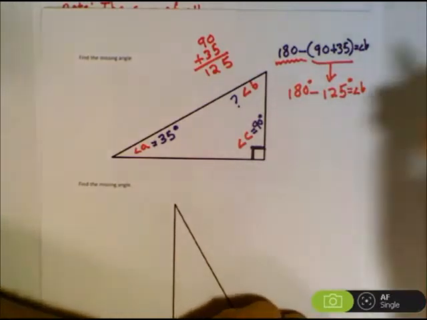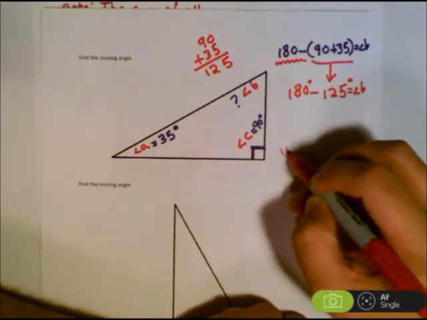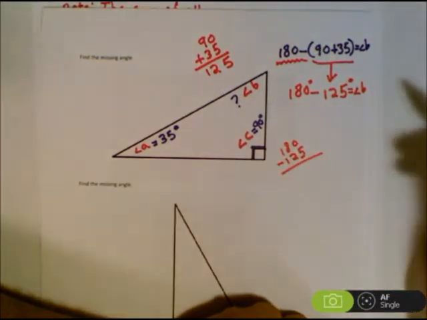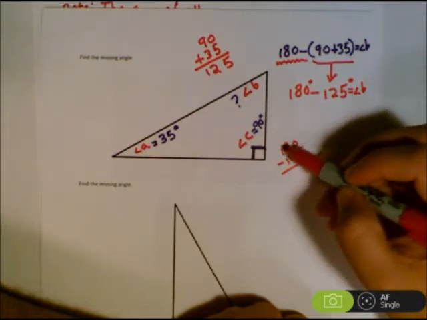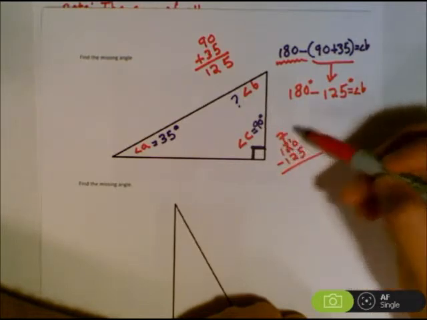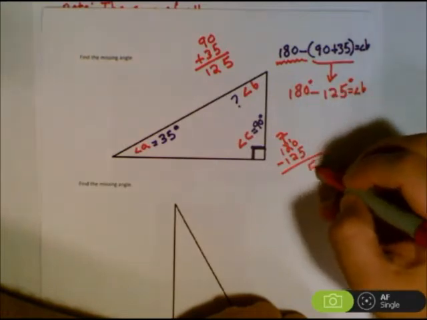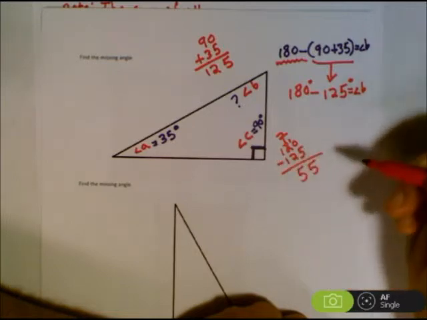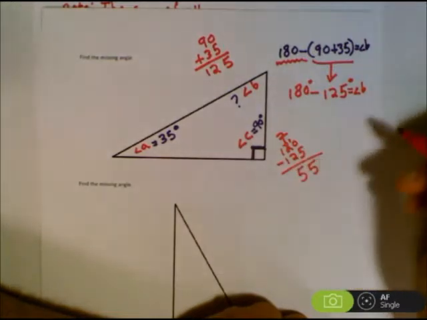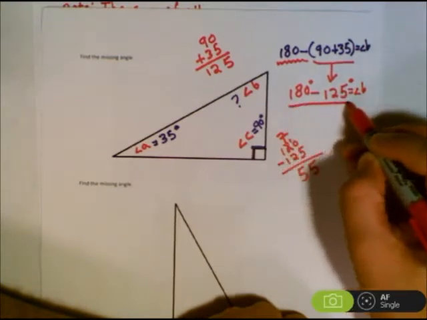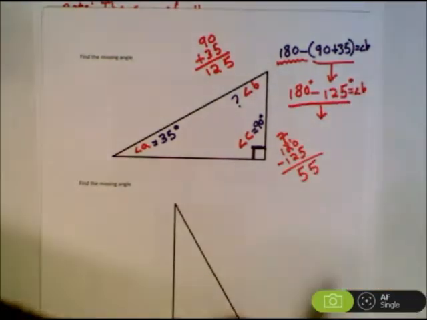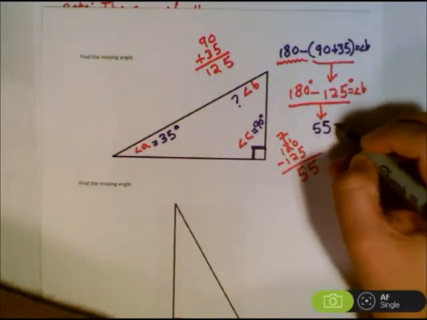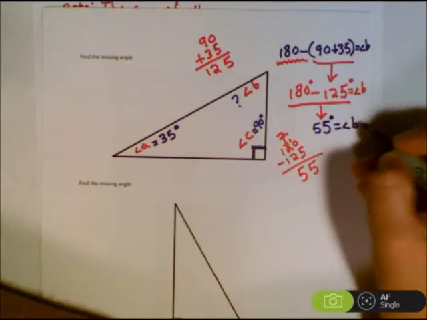What is 180 degrees minus 125 degrees? Let's work that out on the side. 180 minus 125. We can't take 5 from 0, so we have to borrow. This will give us a 7, and that'll make it a 10. 10 minus 5 is 5. 7 minus 2 is 5. 1 minus 1 is 0. So 180 minus 125 will give us 55, and 55 degrees will equal angle B.